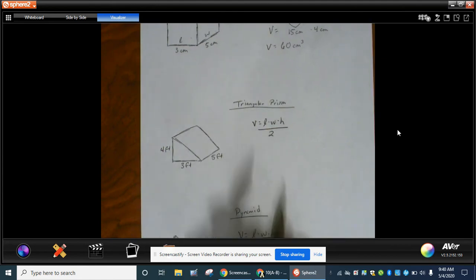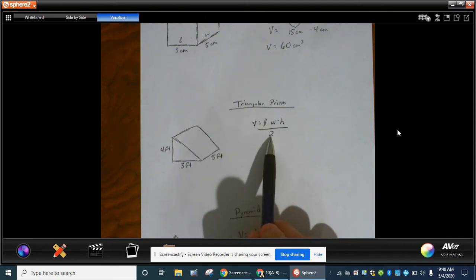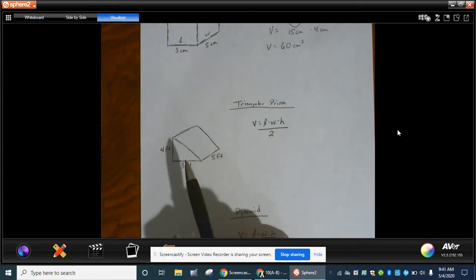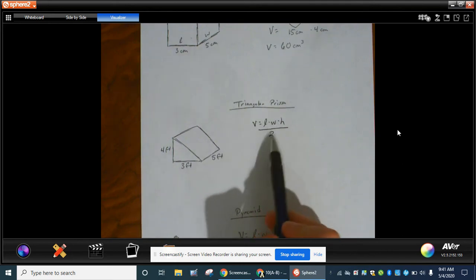A triangular prism has a very similar formula, with the exception that we're dividing that by 2. The reason why is that a triangle is essentially half of a square. If I were to cut that square diagonally in half, I'll now have 2 triangles. So the area has been split in half of the original square. The same thing with a triangular prism. The volume is going to be half of the rectangular prism. So we're going to take length times width times height and divide it by 2.